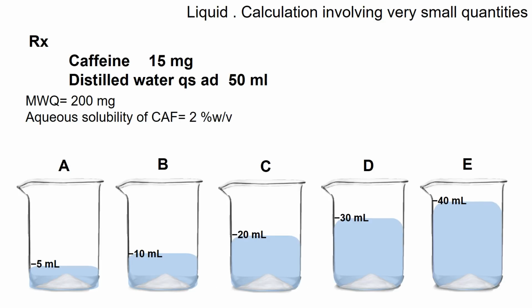Calculation involving very small quantity ingredients also happens with liquids or solutions. So let's look at this example. If you have caffeine 50 milligrams to be prepared in a final volume of 50 ml, how much of the initial stock solution would you like to prepare? I've given you 5 selections here. Whether you want to dissolve your 200 milligrams of caffeine in 5, 10, 20, 30 or 40 ml. Have a think about this before we discuss in the next slide.